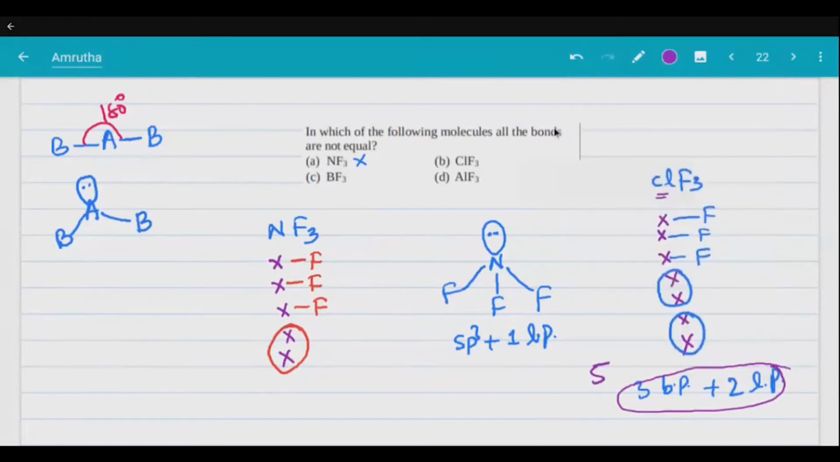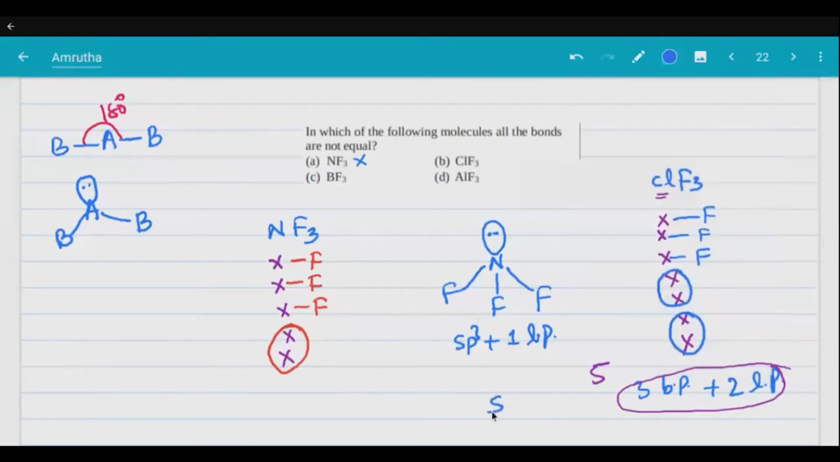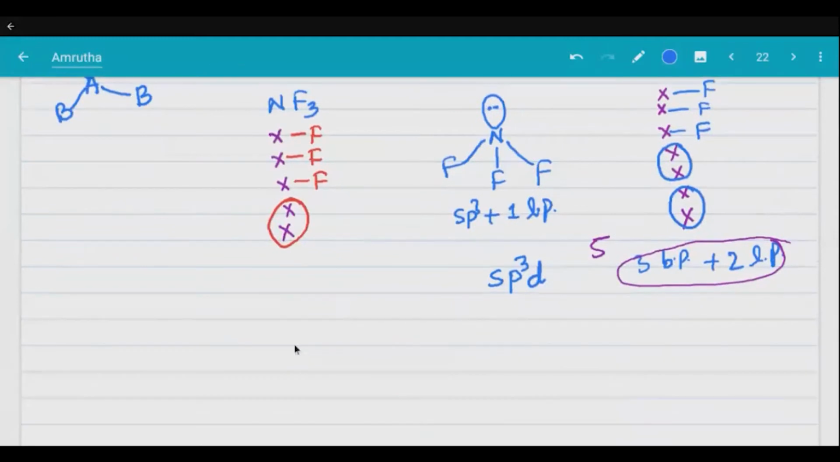If it is 5, tell me, what is the hybridization? sp3, s should be there. Yes, sir, sp. Now, can I write p4? No, I can't write p4, right? p4 is wrong. Maximum p orbitals are 3. Next, d. Exactly, sp3d. Now look at this structure of ClF3. It should be like this: sp3d plus 2 lone pairs.